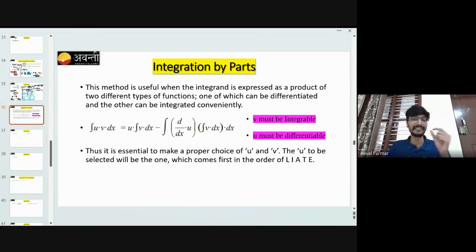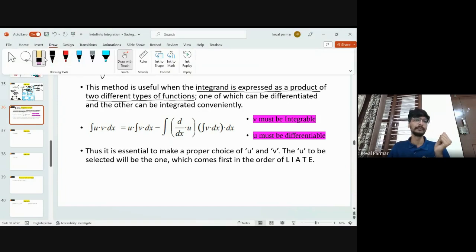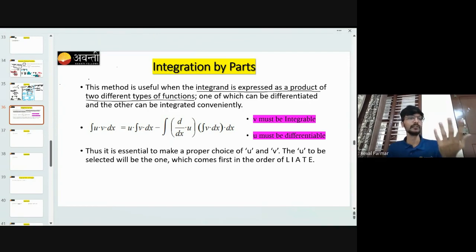That means basically we use integration by parts when the integrand, meaning the function, is expressed as the product of two different types of functions. Like suppose we have x into ln x. Integration of x into ln x dx. This is a simple example. So in such types, we use the product rule. x and ln x are getting multiplied.